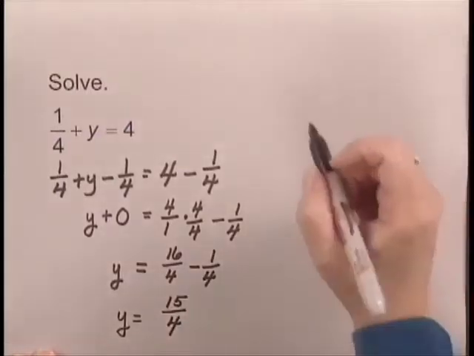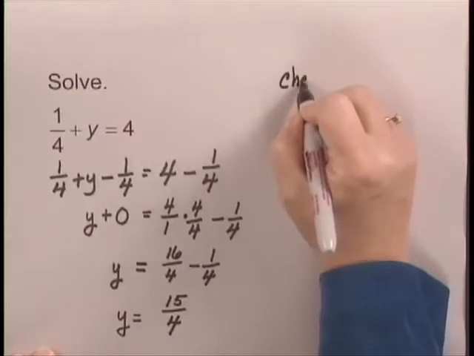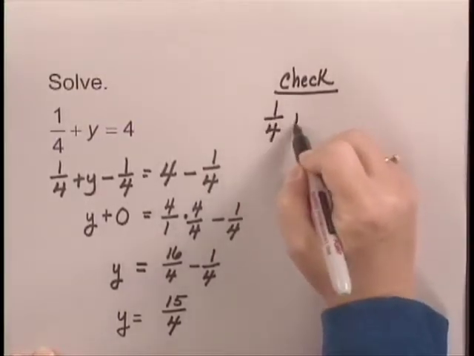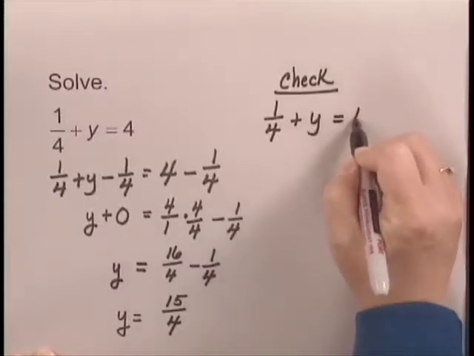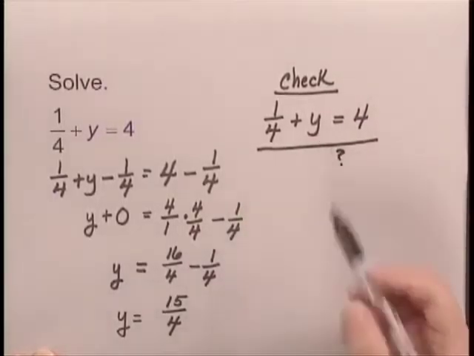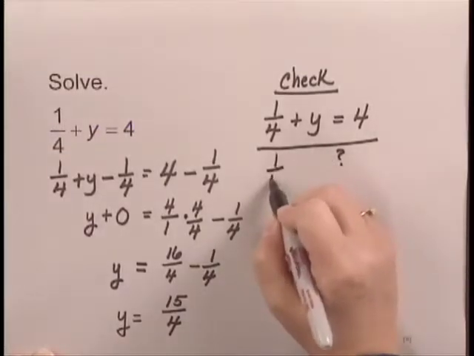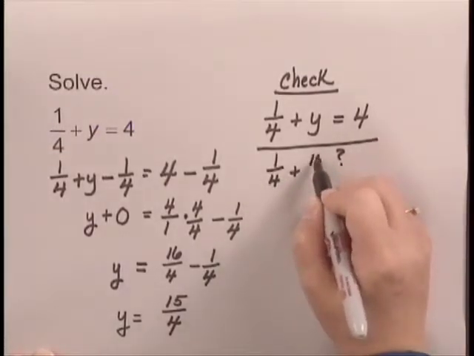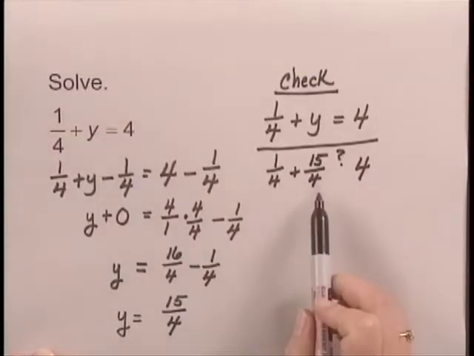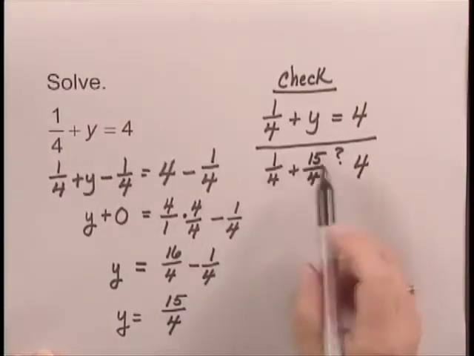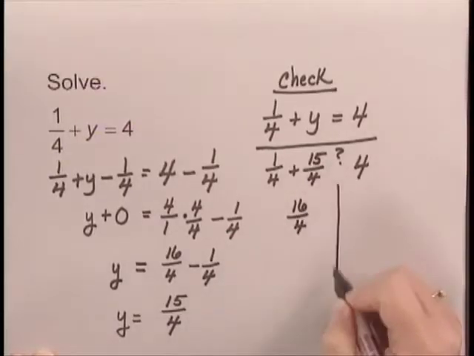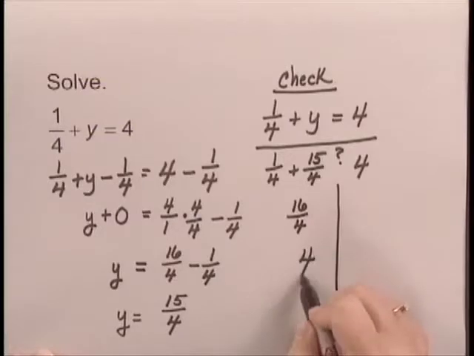To check my answer, I need to write 1 over 4 plus y equals 4. And then I want to substitute 15/4 for y. I have 1 over 4 plus 15/4. Does that equal 4? Common denominator, so I add the numerators. 1 plus 15 is 16 over 4.